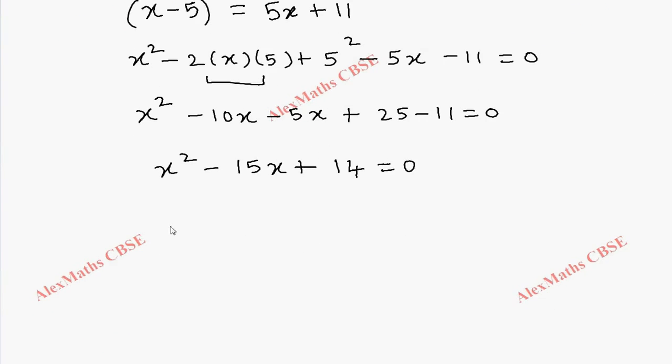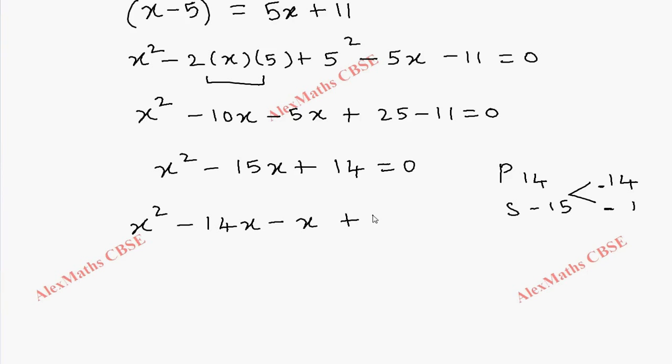On factorizing this, we take product 14, sum minus 15. So the two numbers are 14 and 1, but since it is minus 15, those two numbers are negative. So using the splitting the middle term, this is x square minus 14x minus x, then plus 14 equal to 0. From the first two terms, let's take x common. So x into x minus 14.